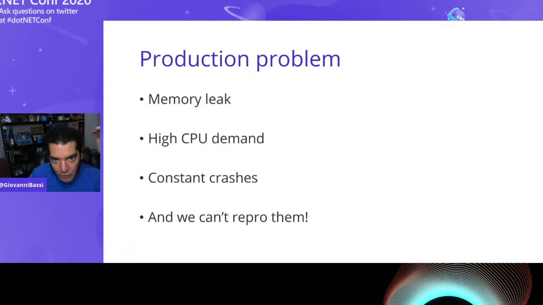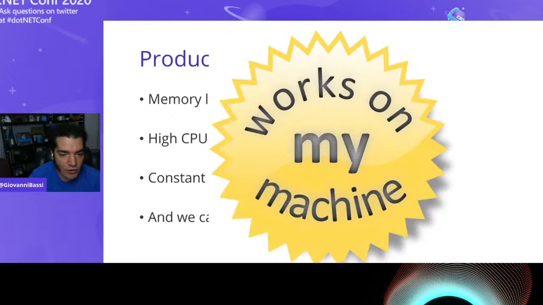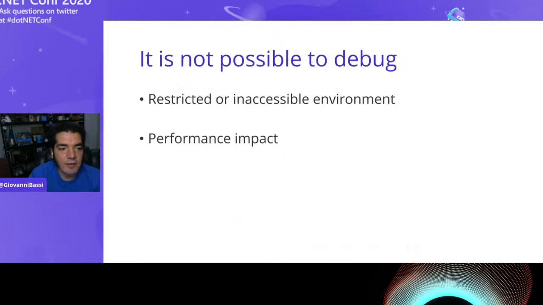Imagine you have a production problem. Your application is failing somehow and you are not sure why. You might have a memory leak, high CPU demand, or crashes which you cannot reproduce. You cannot debug them, and when you run this application on your machine, it works. The environment is restricted or inaccessible, or maybe you do have access, but it's going to impact the performance and the application cannot be impacted that way.